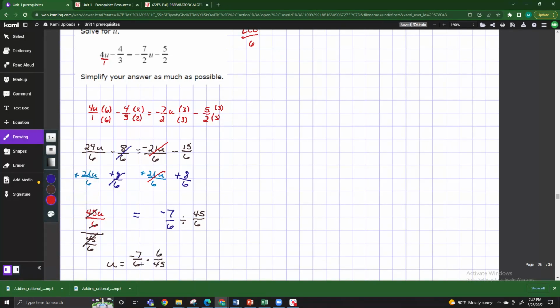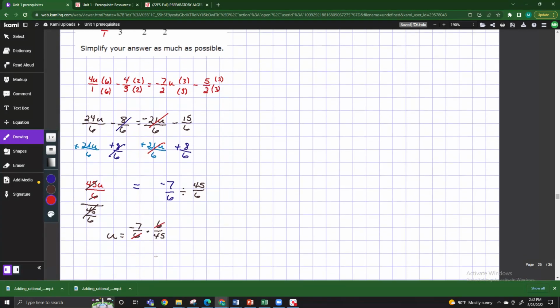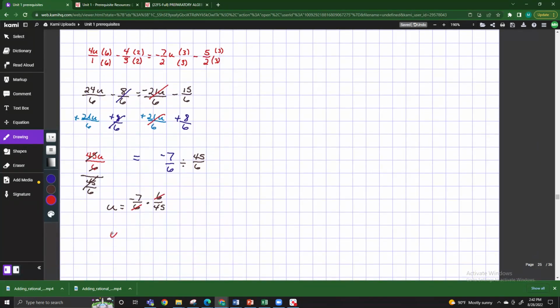Now the 6's cancel out, top and bottom, and I have u equals, don't lose your negative, negative 7 over 45. There is nothing that goes into both 7 and 45, so that is my finished problem.